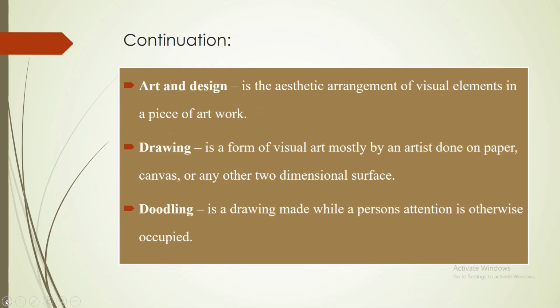Art and design is the aesthetic arrangement of visual elements in a piece of artwork. Then we are going to look at drawing. It is a form of visual art, mostly by an artist, done on paper, and can also be done on canvas or any other two-dimensional surface. Then we have another term, doodling. This is drawing made while a person's attention is otherwise occupied. So those are the few terms that we have in art and design.